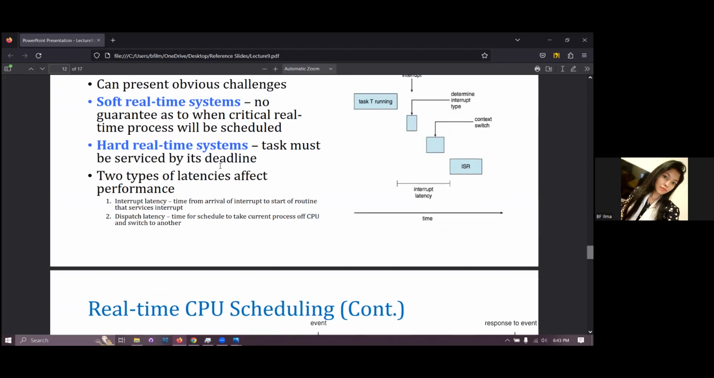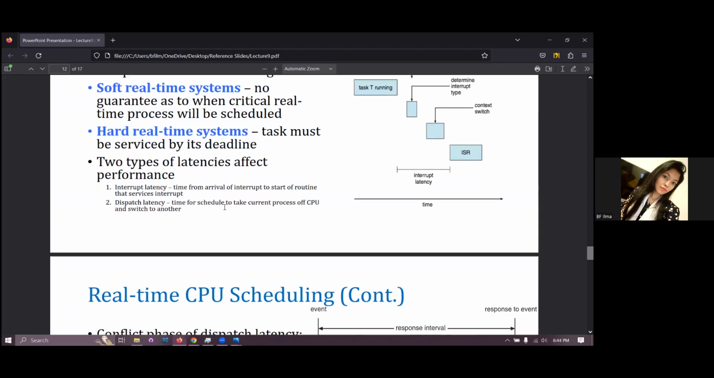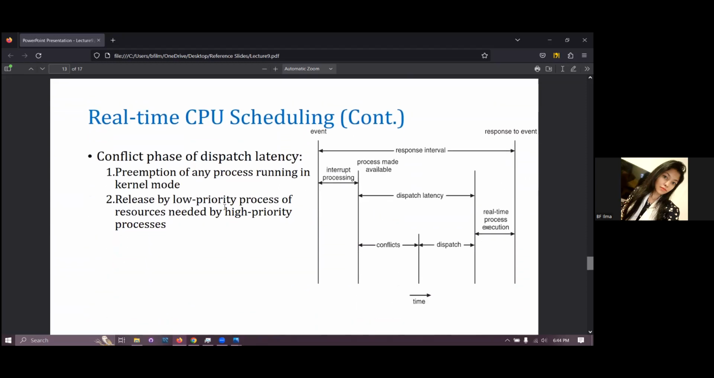In this case, there are two types of latencies that affect the performance. One is called interrupt latency and the other is called dispatch latency. Interrupt latency is the time taken from the arrival of an interrupt to the start of the interrupt service routine. We learned about interrupts earlier. So when an interrupt comes, the time taken from that point to the start of the interrupt service routine is known as the interrupt latency.